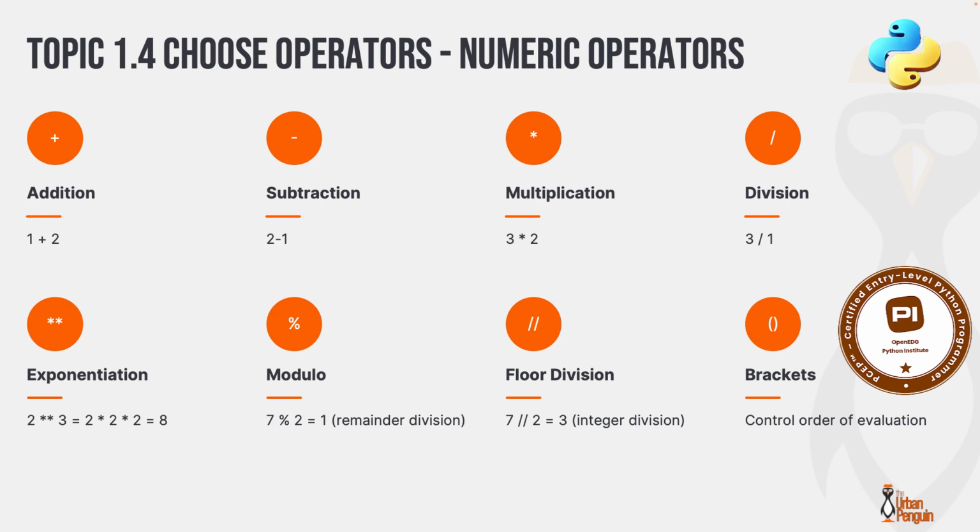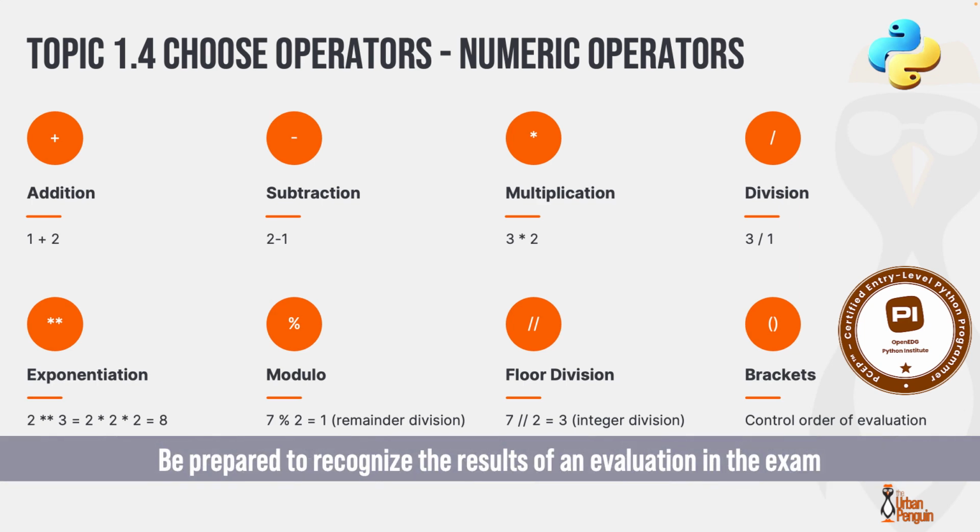Our brackets can control the evaluation order, and we're going to take a look at the evaluation order in the next slide. But the big thing to take away from this is that you may need to recognize the result of an evaluation in the exam. They might give you several evaluations and say which one would give you the answer 6 as an example.